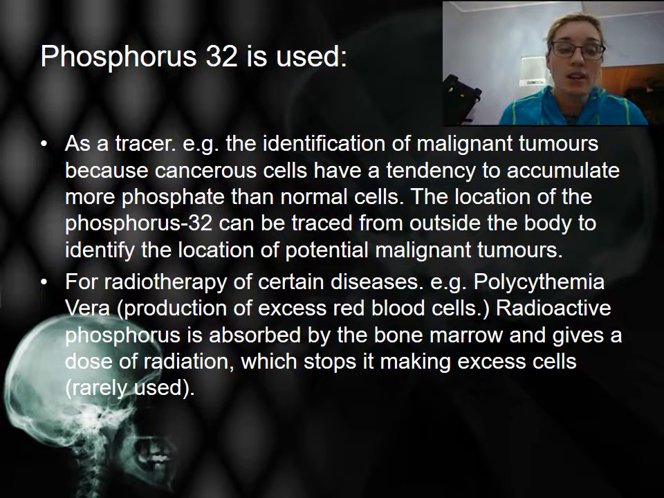And a more rare use of phosphorus 32 is for radiotherapy for certain diseases. So, polycythemia vera, sorry for my poor pronunciation of medical terms there, but it's basically the production of excess red blood cells, and what happens is that the radioactive phosphorus is absorbed by the bone marrow and gives a dose of radiation, which basically stops making the excess cells. So this is much less common than being used as a tracer.